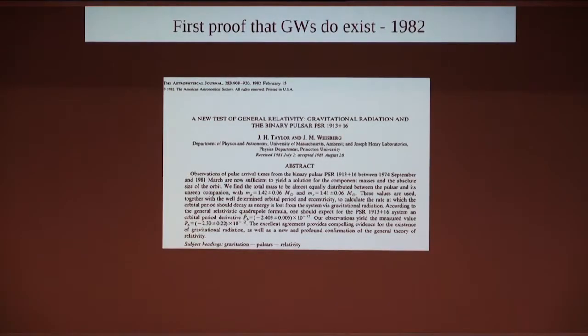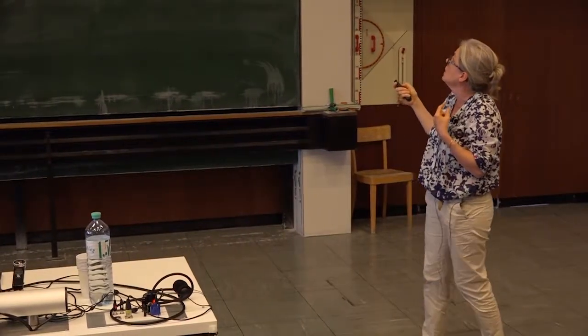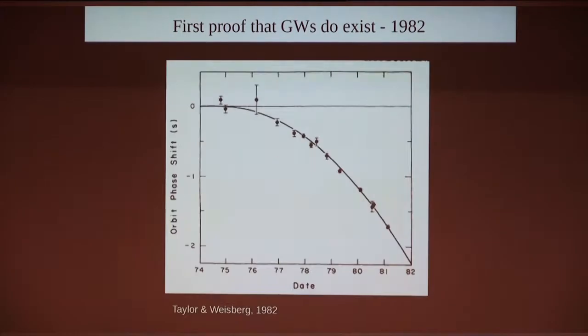And in 92, so this pulsar has been observed now since the 70s, so for more than 40 years. And in 92, the first publication by Joe Taylor and Joel Weisberg showed something people were expecting. So that curve that is always shown to prove that gravitational waves exist is the following.